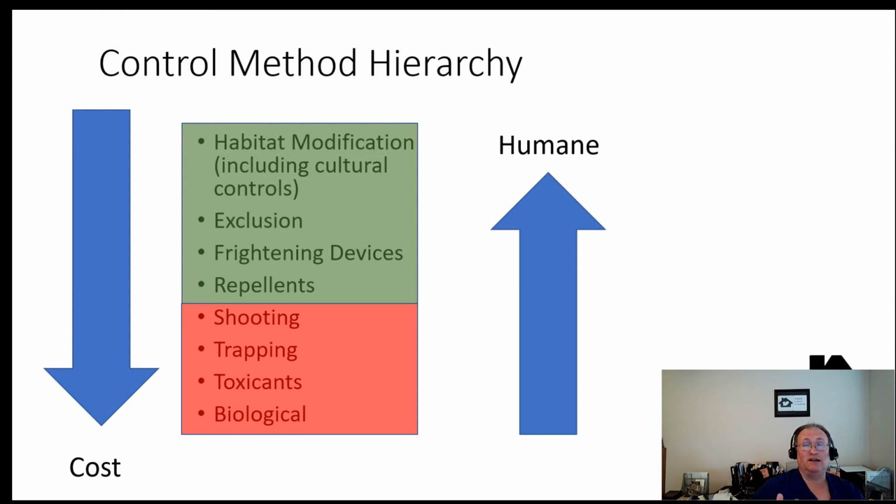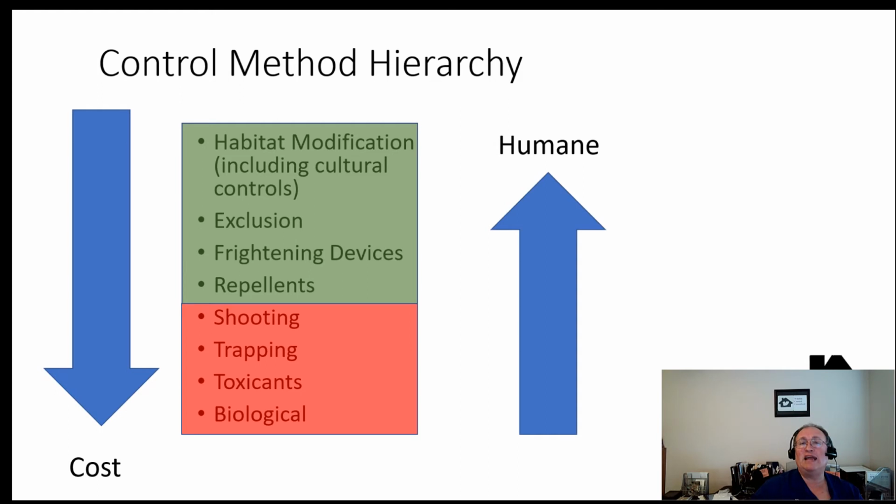Now, a subset of habitat modification is what's called cultural controls. Cultural controls is typically used in farming communities where the producer or the farmer is changing their practices. Maybe they're planting the crops a couple weeks early so that the plants are tall before the migratory birds come across. Okay, or you plant the crops a few weeks later so that the plants aren't there when the migratory birds go across. That would be a form of cultural control.